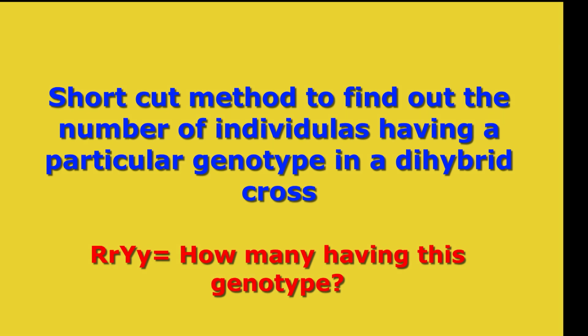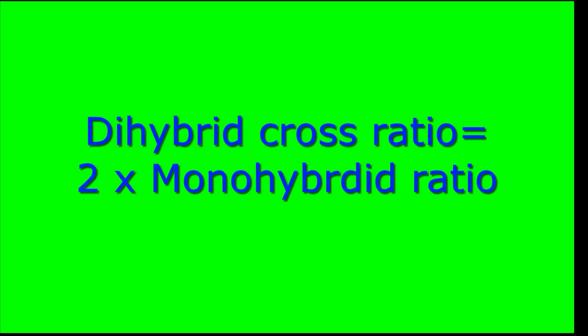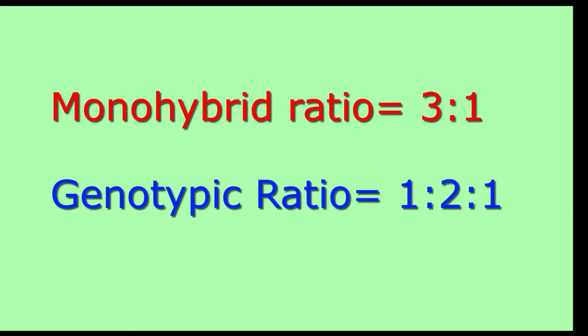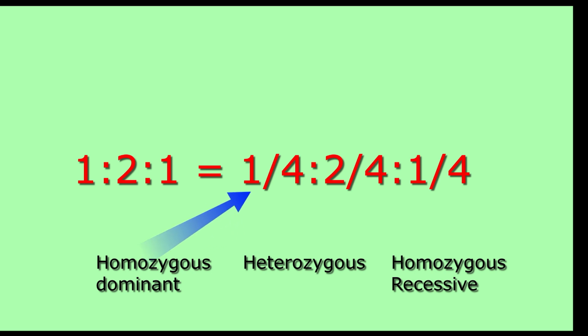Shortcut method to find out how many individuals are in a particular genotype in the F2 generation. You know, a dihybrid cross is nothing but the product of two monohybrid crosses. In a monohybrid cross, the phenotypic ratio is 3:1, but the genotypic ratio is 1:2:1. That means 1/4 is a homozygous individual and 2/4 is a heterozygous individual. Again, 1/4 is a homozygous recessive individual.